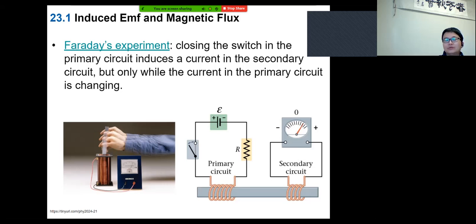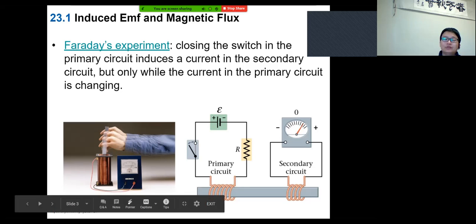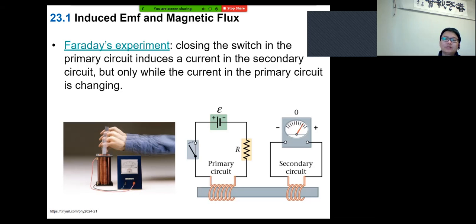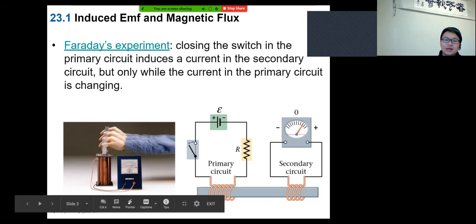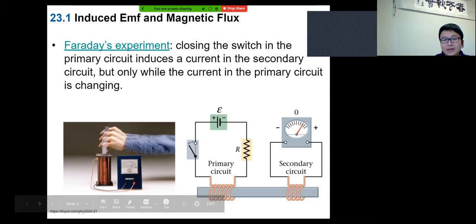And if you open the switch, you will see the needle on the galvanometer on the secondary circuit deflect again, to the other side of the scale. Then shortly after, it returns to zero. So both demonstrations show you that there's electric current induced in the coil. In this case, the figure on the right is the secondary coil, and the first figure is just the coil itself.